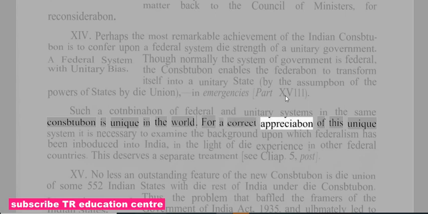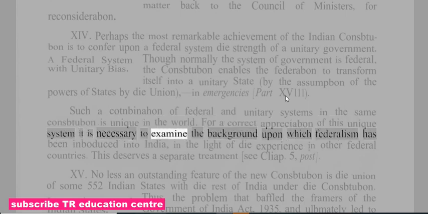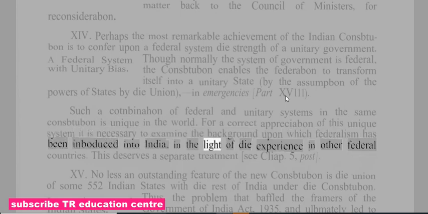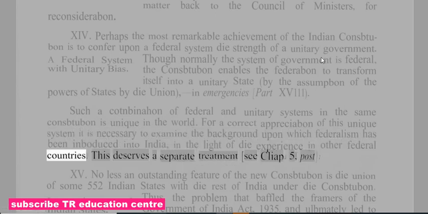For a correct appreciation of this unique system, it is necessary to examine the background upon which federalism has been introduced into India, in the light of the experience in other federal countries.